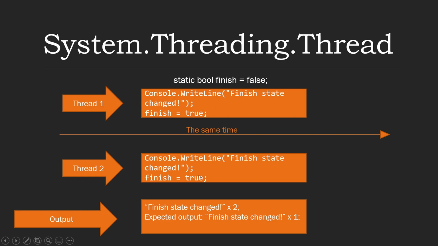Both of the threads will go to the resource and read the static boolean. And when the main thread is reading the state, the second thread will see the state as unchanged because it hasn't finished modifying the state. So that's why the finished state change prints twice. The expected output is to print it once.